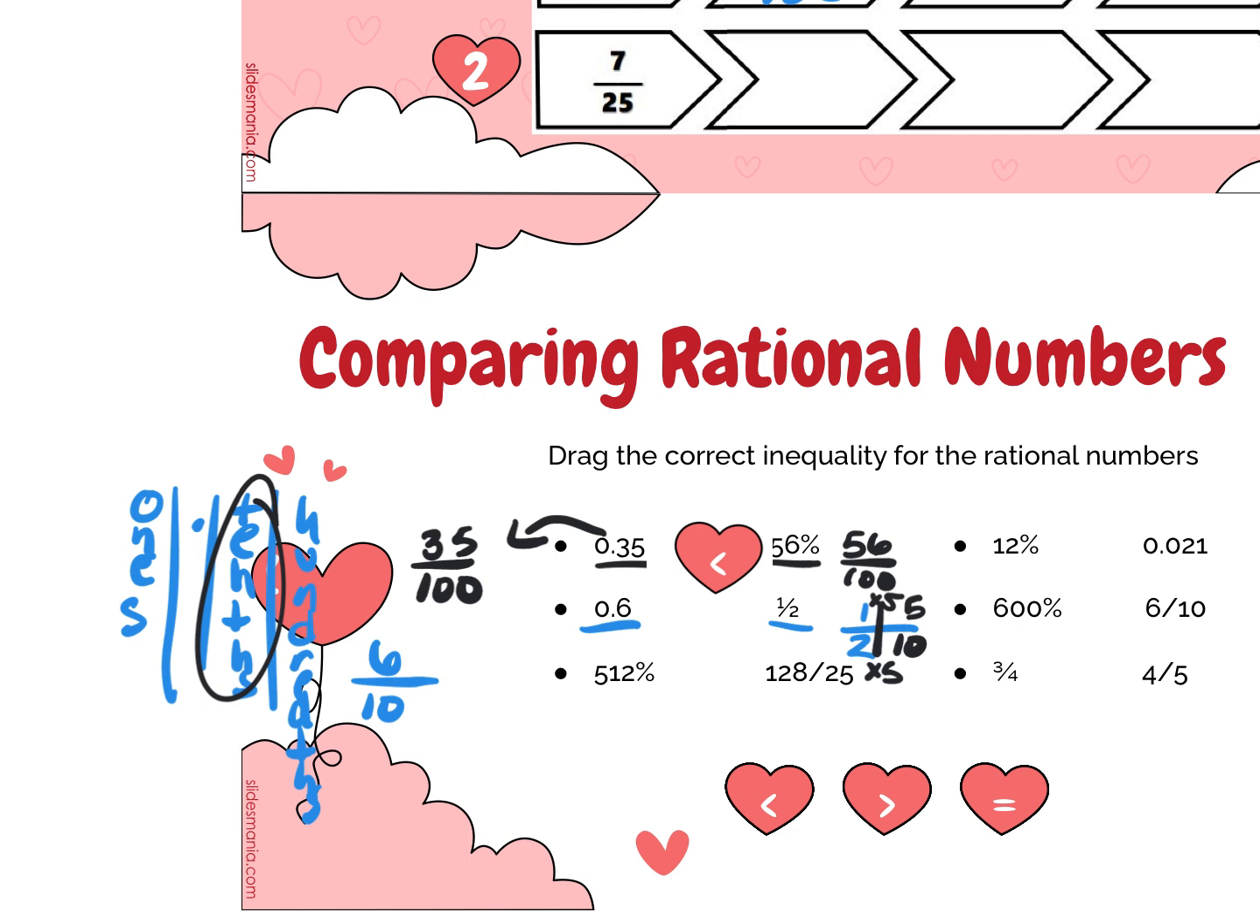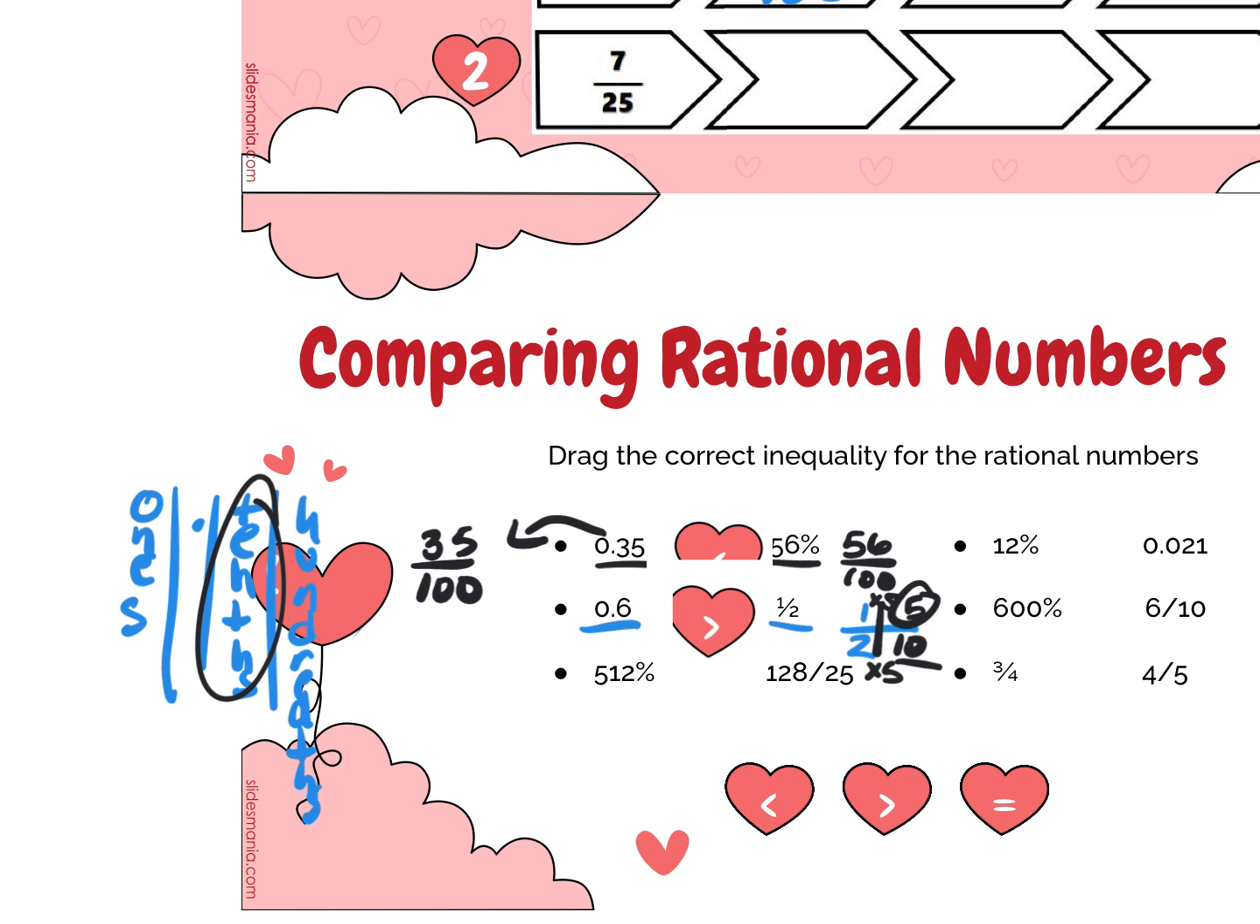1/2, 0.5, or 5 tenths. So this is 6 out of 10. This is 5 out of 10. I can only compare them once they both have 10 as the denominator. And I see that 6 is greater. So then I'm going to be using my greater than symbol. And we're going to go ahead and put that one there.